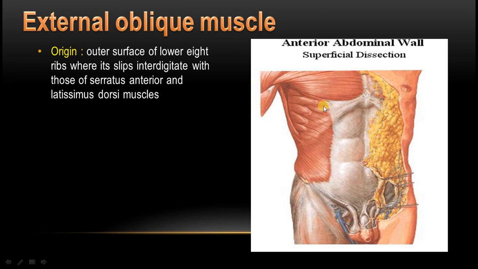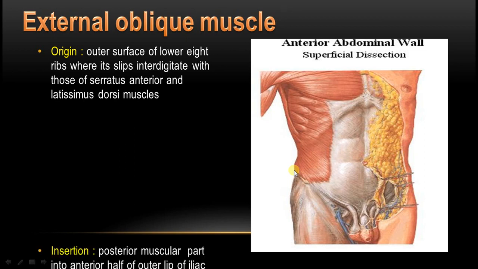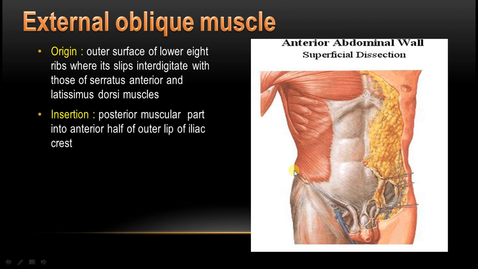The most posterior fibers pass vertically downwards and get inserted into the iliac crest, that is, the ventral lip of the iliac crest, into the inner lip of the ventral segment of the iliac crest. The remaining fibers pass downwards, forwards and medially, and they get inserted in the form of a broad aponeurosis.